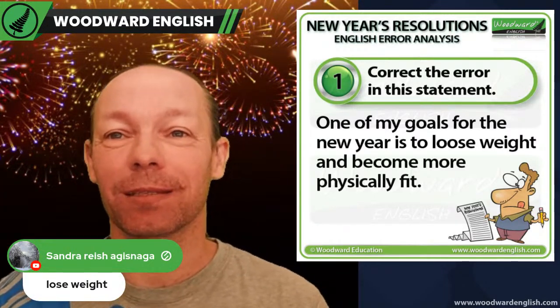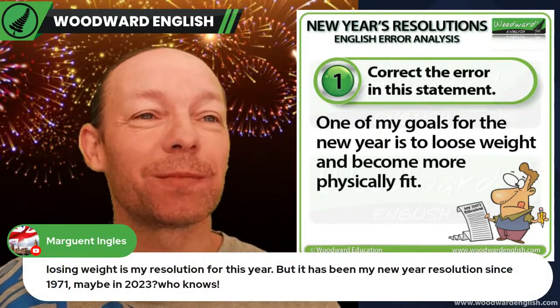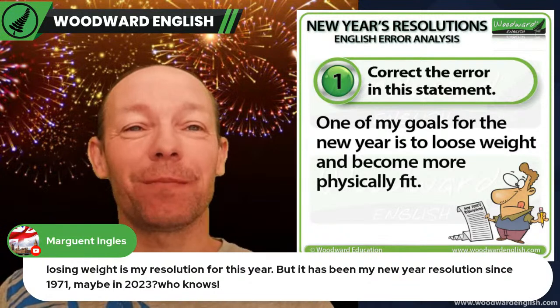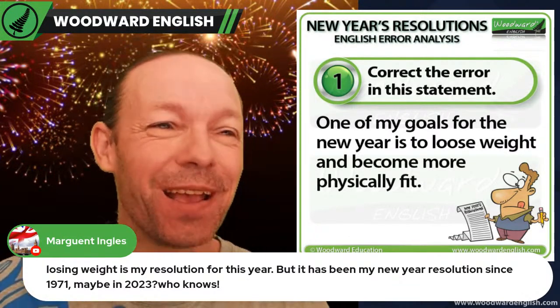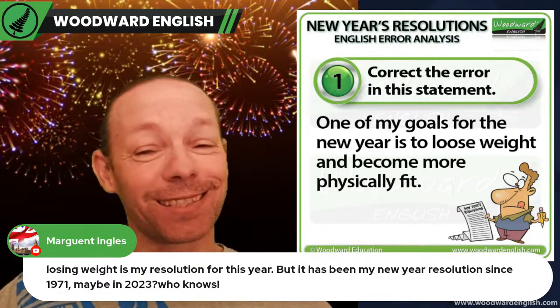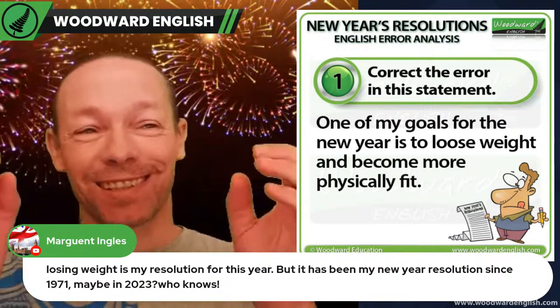Exactly. That's brilliant. What's this one here? Losing weight is my resolution for this year, but has been my New Year's resolution since 1971. Maybe in 2023. Yes, you've been practicing these 50 years. This is the moment.